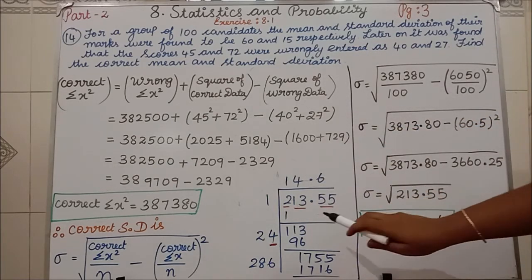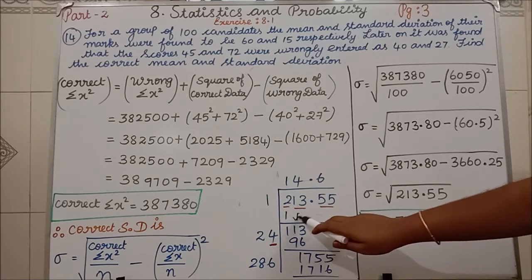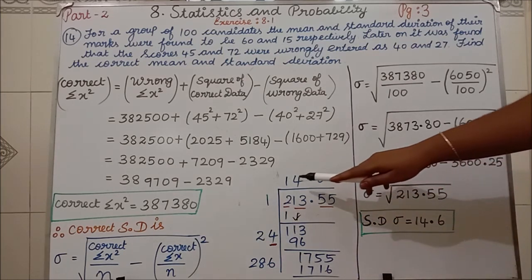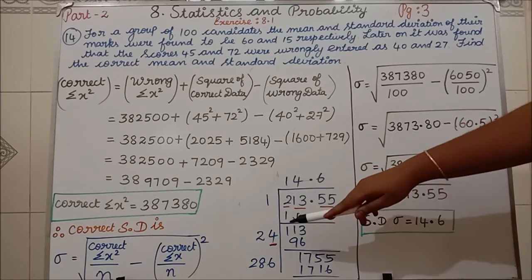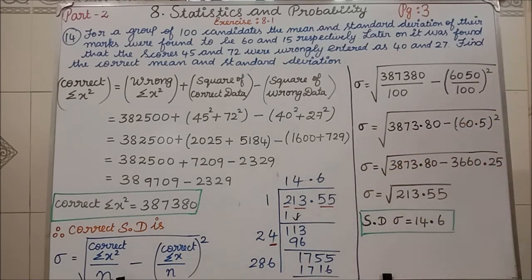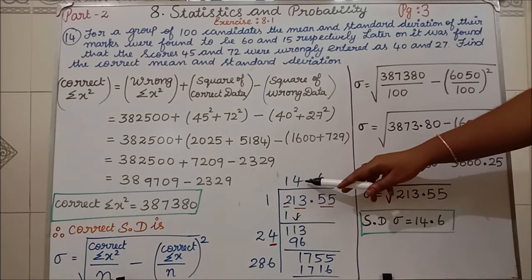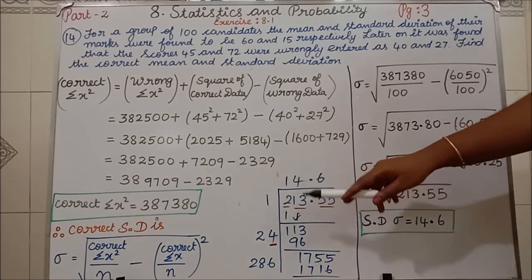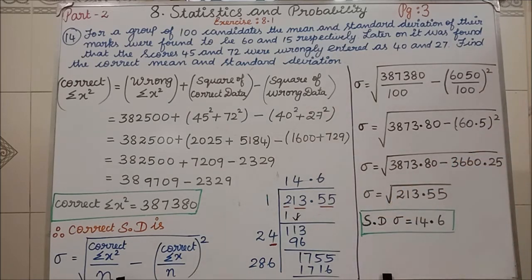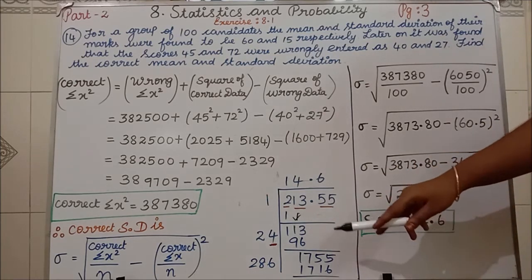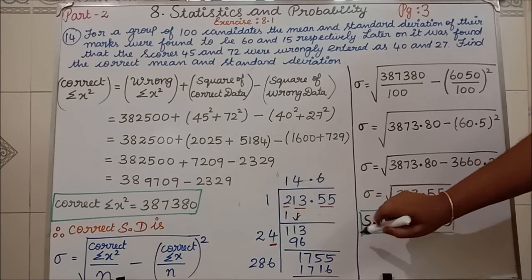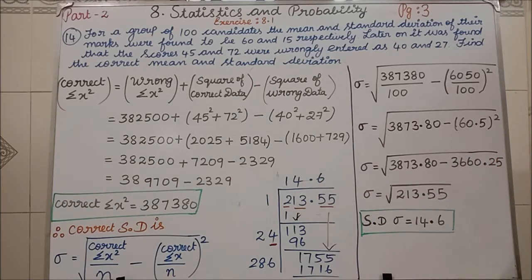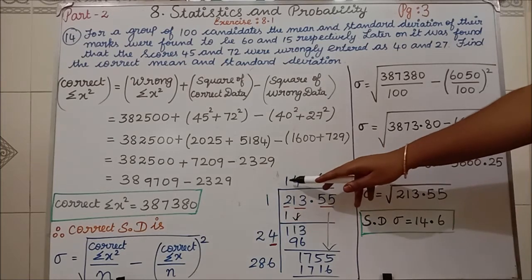Then the next step, we are bringing the 13 down. Clear? If you bring the 13 down, 113. So this 1 you have to multiply with the 2 and write down. Clear? Next 4 I am writing here, and there also I am substituting 4. So 4 into 24 is 96. Clear? 113 minus 96 is 17. Then you bring down this 55. Clear? Then already this 1 is multiplied with the 2.